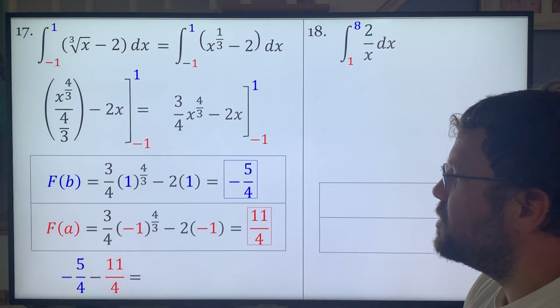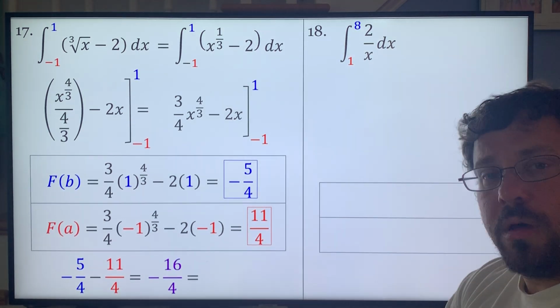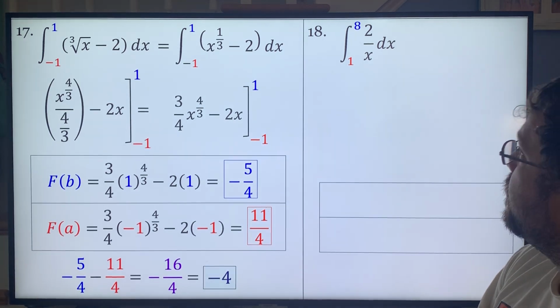Subtract the 2. -5 minus 11 is -16 over 4. Oh, that looks familiar. -4.